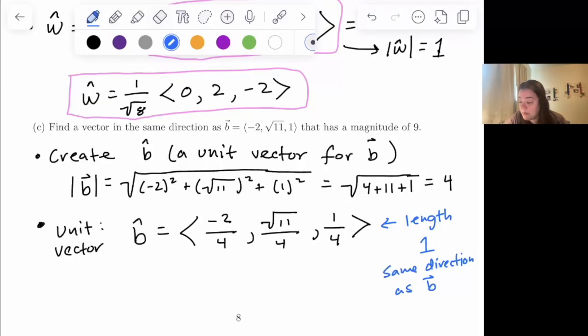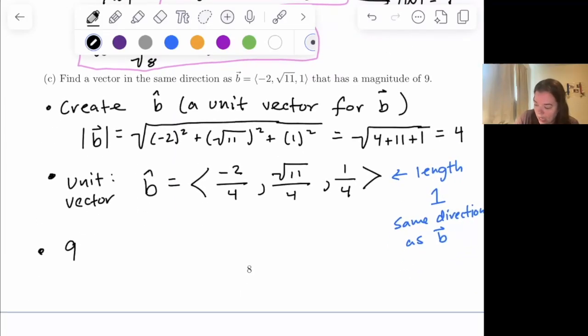Why did we do that? Because now we have a vector of length 1, and we can easily scale that to have any length we want. If we want it to have length 100, we multiply by 100. If we want it to have length 1,000,000, we multiply by 1,000,000. We want length 9, so we multiply by 9. So 9 times the unit vector will give us what we want.